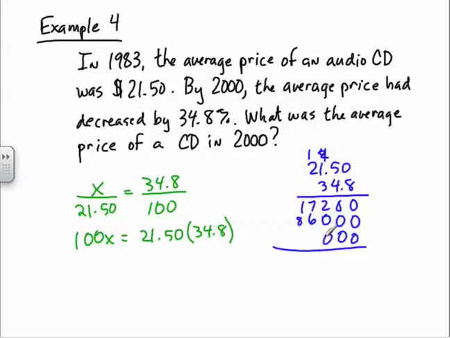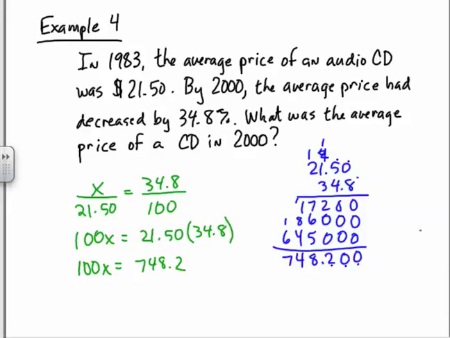3 times 0 is 0. 3 times 5 is 15. Carry my 1. 3 times 1 is 3, and 1 is 4. And 3 times 2 is 6. Now I need to add these up. 0, 0, 2. 13 plus 5 is 18. Carry my 1. That's 10, 14. Carry my 1. 7. All right, now I've got 3 numbers behind the decimal point, so I need 1, 2, 3 behind the decimal point here. So now that means that 100x is equal to 748.2.